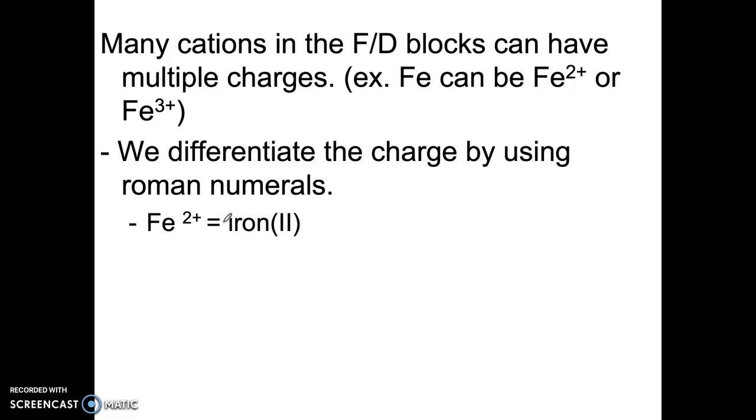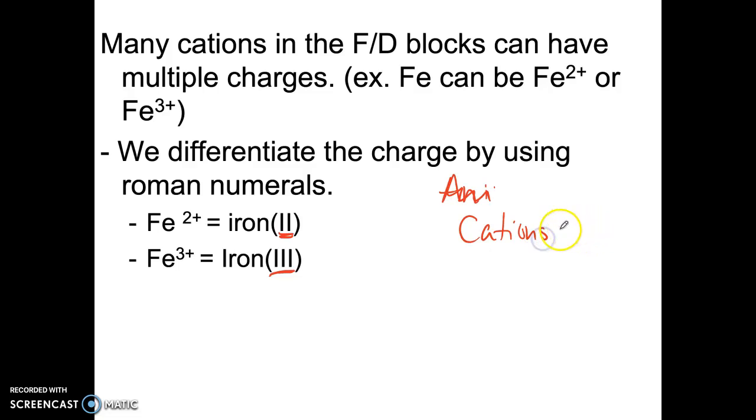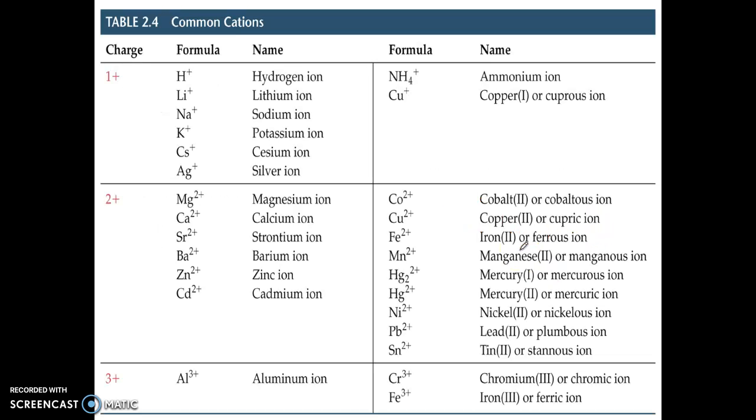So Fe, if it has a +2 charge, we're going to do iron and then the Roman numeral 2. Okay. If it has a +3 charge, it is going to be iron 3. Okay, so the Roman numerals are going to tell us how many positive charges. These d and f block elements are going to be your anions. Okay, or I'm sorry, not your anions, your cations. So they're going to be those ones that have the positive charge. Okay. And these are the common cations.